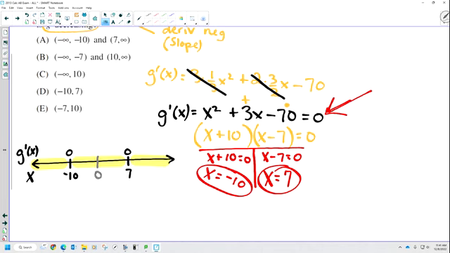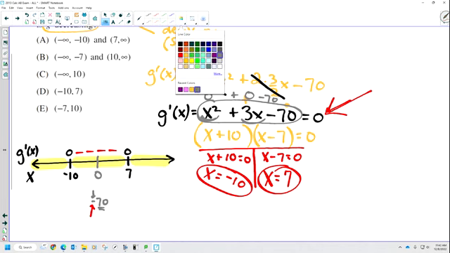I'm going to put a 0 into the derivative for my x value. If I put a 0 in for this x squared, it's 0. If I put a 0 in for this x, it's 0. And then I have my minus 70. So 0 plus 0 minus 70, I get a negative 70. I don't care about the 70, I just care about the sign. The derivative in this interval will be negative values.